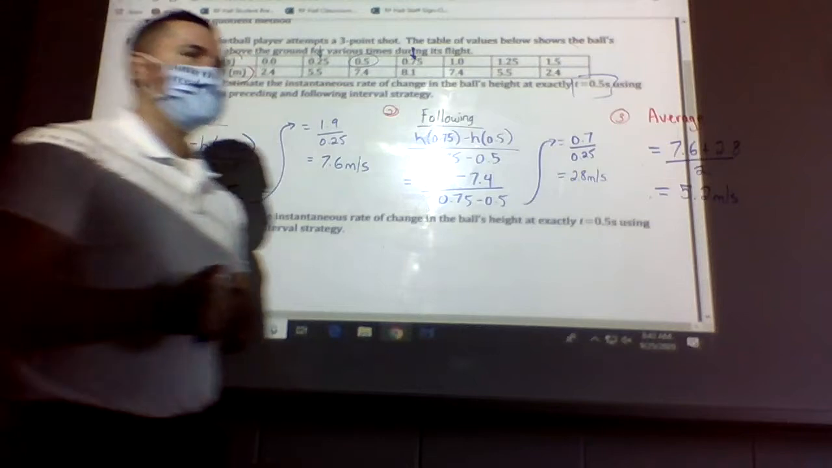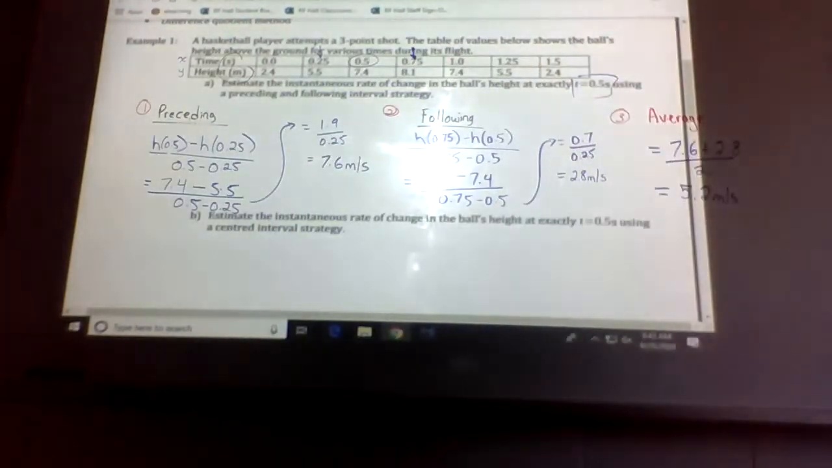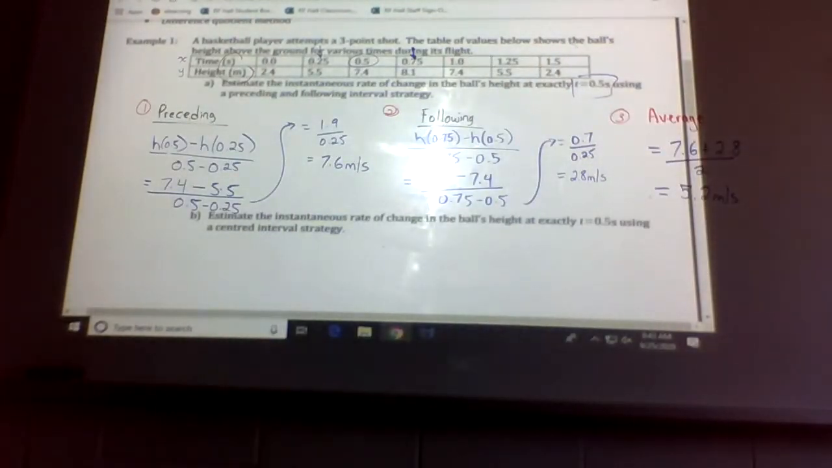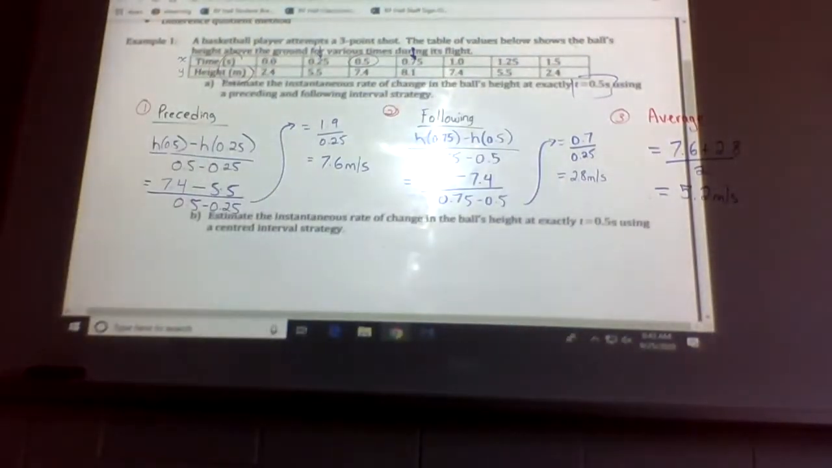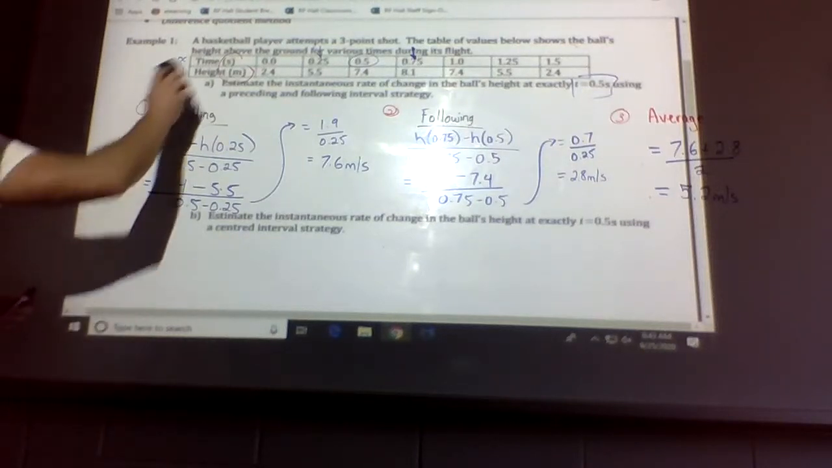So the preceding and following method, the difference quotient method, has 3 steps. It's always the before, the after, and then the average.